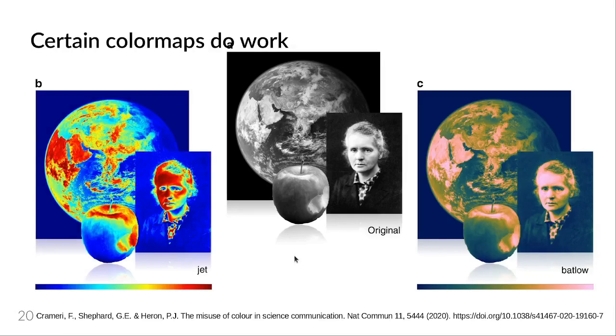But colors aren't all bad. Certain color maps do work, for example, this one called Batlow. When you look at it in grayscale, the contours still make sense. This is called a perceptually uniform color map. But let's dig deeper into why it's called that.